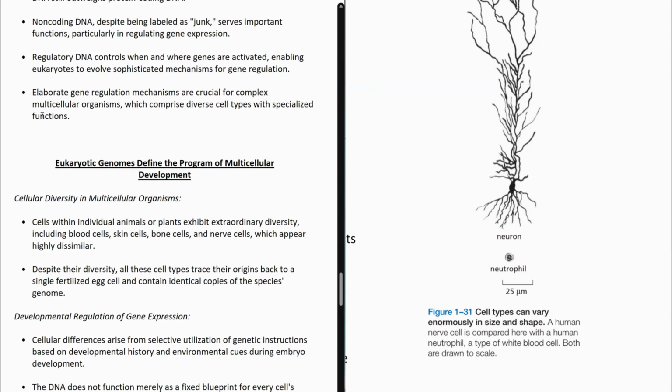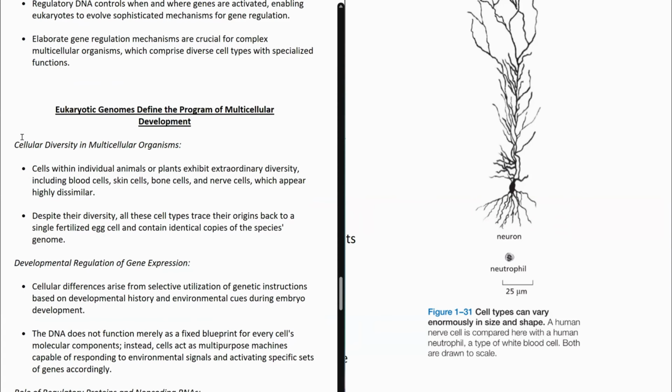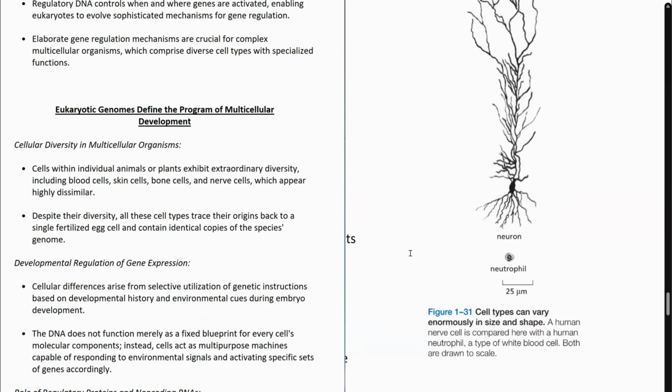So regulatory DNA controls when and where genes are activated. There are a lot of mechanisms for gene regulation, not just general expression, but also turning genes off and on. And that's very important, as we're going to see, because it ultimately helps development of certain structures. It helps develop the diversity of cell types that we think about, and a lot of specialized functions and so forth.